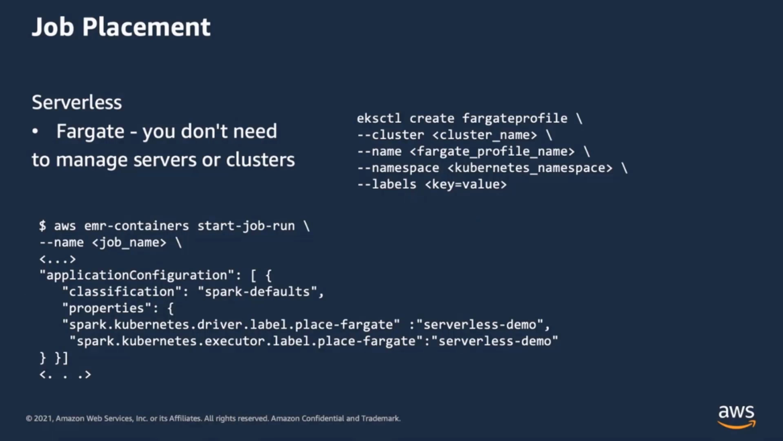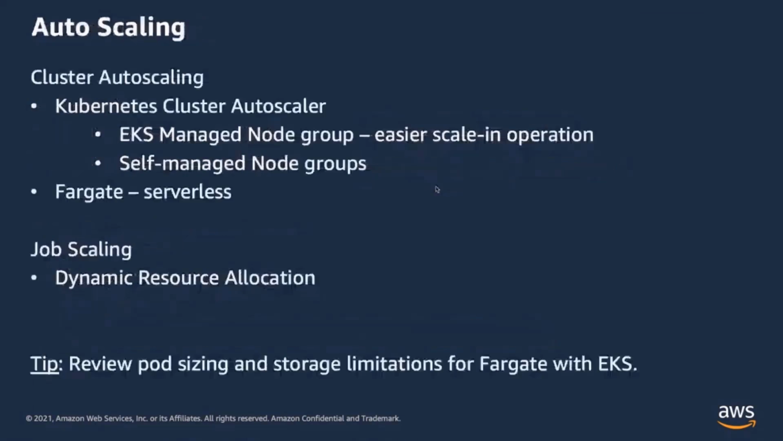Once you do that, then in your job configuration, you can say in this job, for the driver pod, attach a label called place-fargate with a value serverless-demo, right? And similarly, you can do it for the executor pod as well. Once you do that, your driver and executor pods will run on Fargate, provided you have the same place-fargate and serverless-demo mentioned in this earlier command. So we'll see this in the demo.